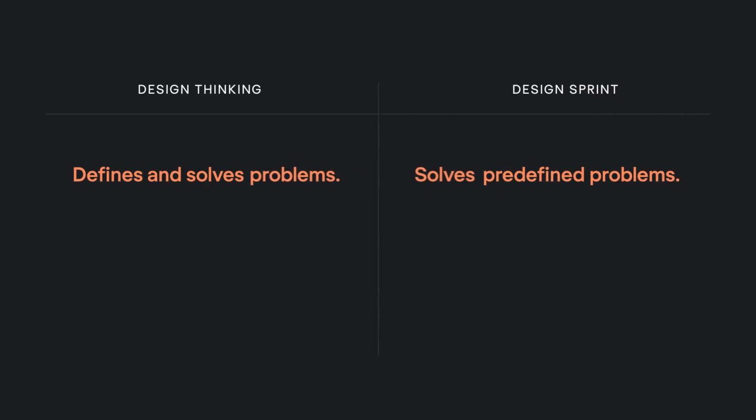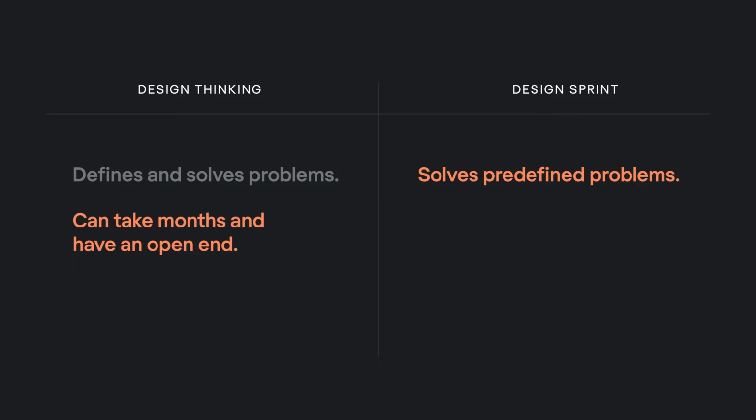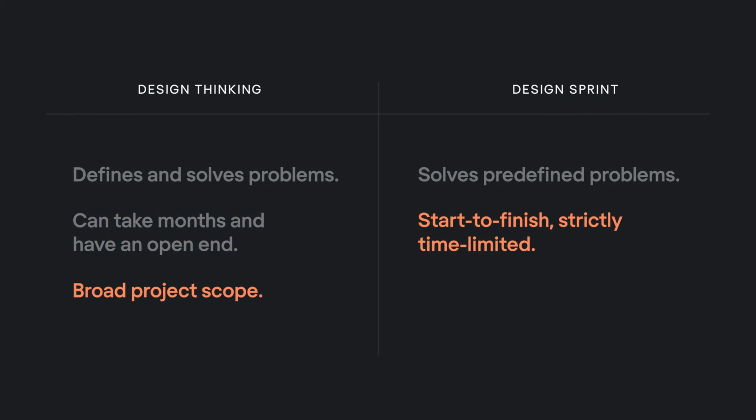It's a method for creating a mock-up with limited time and resources. Design thinking process can take months and have an open end, whereas the design sprint is strictly time limited. Design thinking usually has a broad project scope. Design sprint, in contrast, targets a specific single problem.